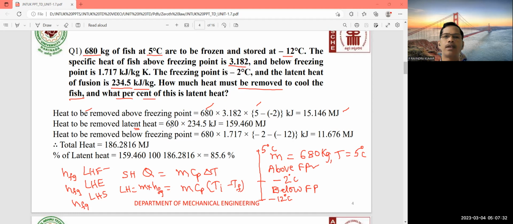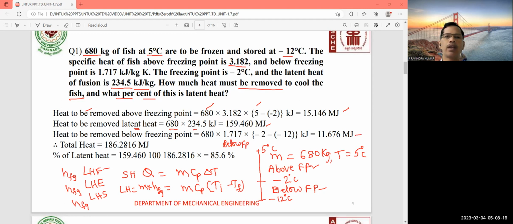So the mass of the fish is 680 kg and the latent heat of fusion is 234.5. So you will get this one. Next is the heat to be removed below the freezing point. Here you take 680 kg, the specific heat below the freezing point, into T1 minus T2, that is minus 2 minus of minus 12. So you will get 11.676 megajoule.